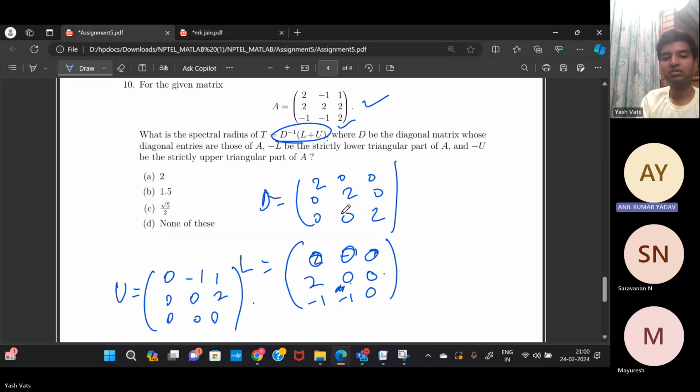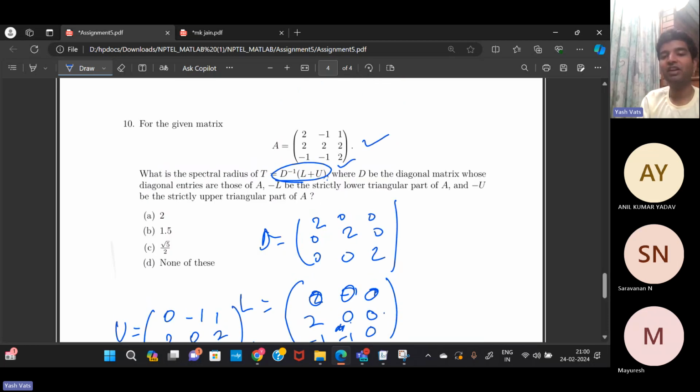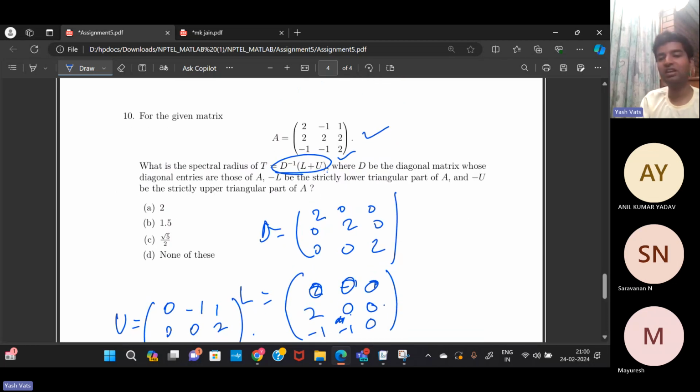Okay, sir. So once you have LDU, you just do the same way, like you just find out this T inverse L plus U. So for any matrix A, you should know how to find the LDU. And once you have LDU, you can apply Gauss-Seidel, Gauss-Jacobi, any method, right?